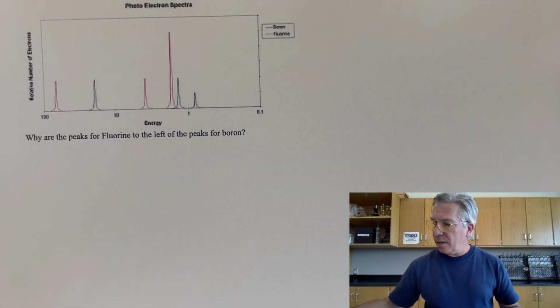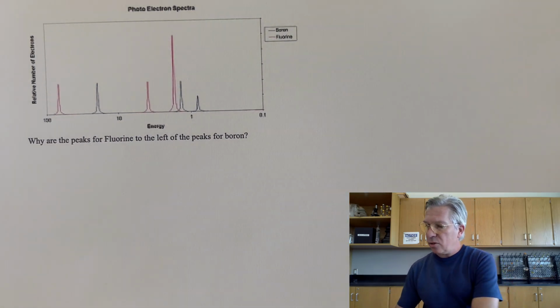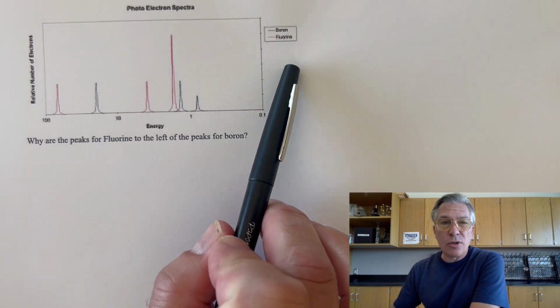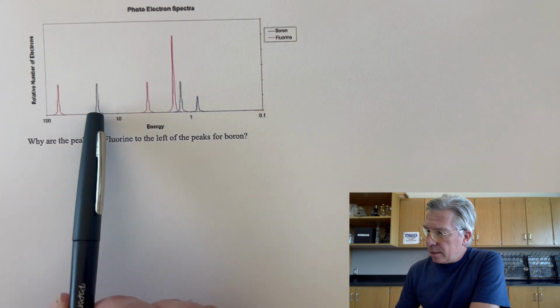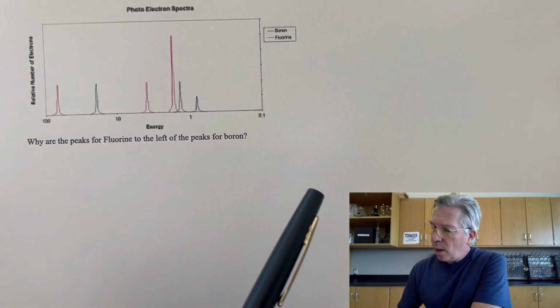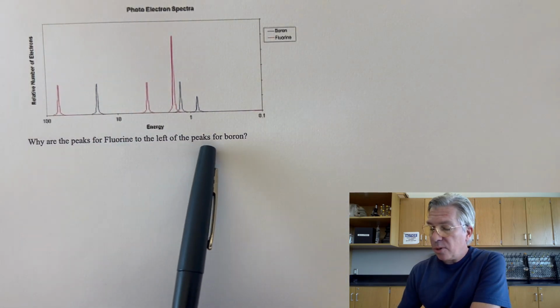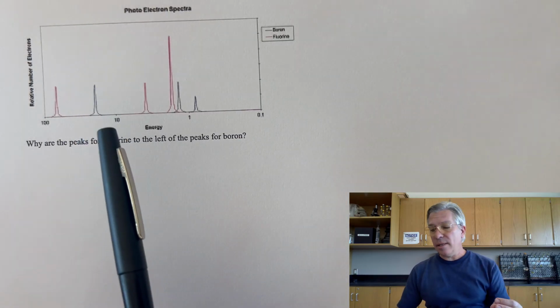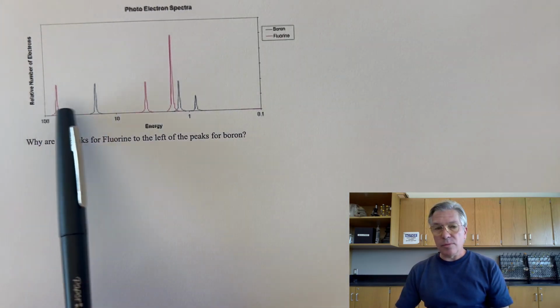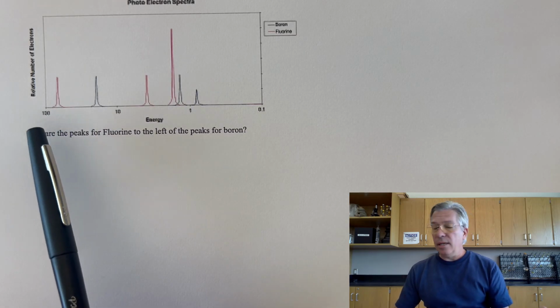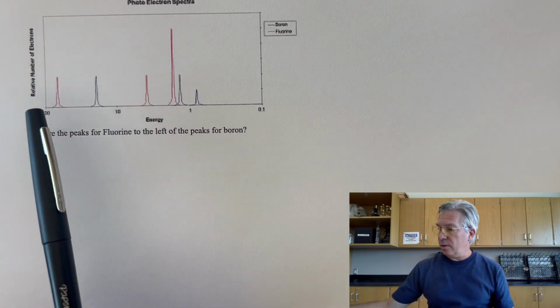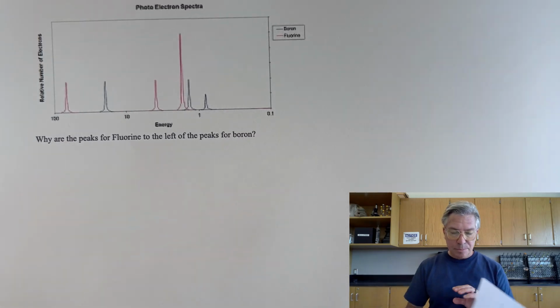All right, I'll show you a couple of other examples. Here are the photoelectron spectra of boron and fluorine superimposed on each other. Fluorine is in pink, boron is in the dark color. Why are the peaks for fluorine to the left of the peaks for boron? They're filling up the same 1s orbital, but fluorine has 9 protons and boron only has 5, so the electrons are held tighter, and the peak is higher and farther to the left.